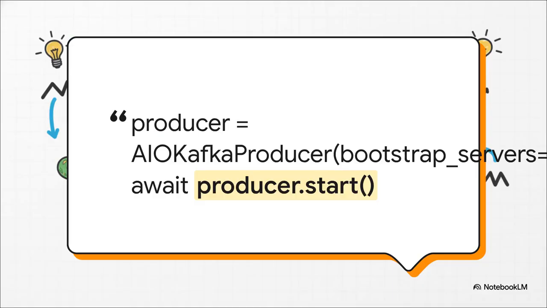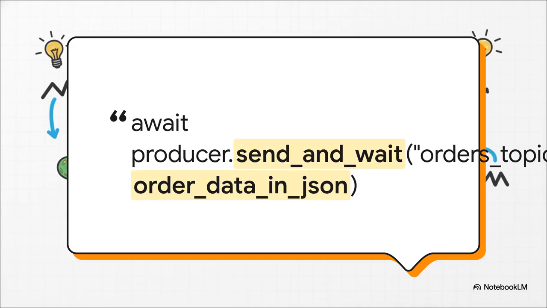Using AIO Kafka, we create what's called a producer instance. The most important part here is bootstrap servers. That's just the address of our Kafka post office, the front door to the whole system. Then we just await producer.start to get the connection up and running. And sending a message? It's literally one line, send_and_wait. We just tell it which topic to send to, in this case, orders topic, and then we give it our actual message data. That send_and_wait part is super important. It's basically our guarantee, our delivery receipt that the message made it safely to the post office.